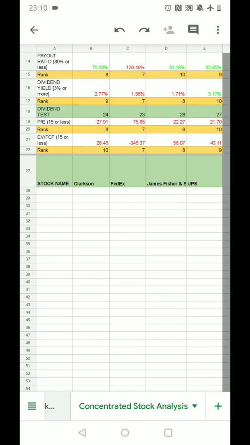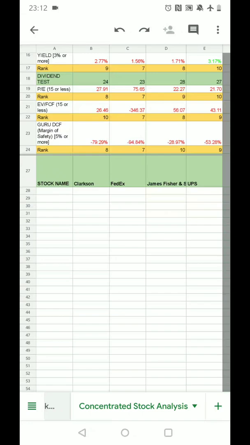So the closer a company's EV to FCF is to its PE ratio, the more you can rely on the company's figures, and the further away from it, the more cautious you should be. Certainly you'll be looking to take the EV FCF figure as opposed to the PE ratio. So looking at this figure, we can see that Clarkson has 26 times its free cash flow, UPS 43 times free cash flow, and James Fisher 56 times free cash flow, and FedEx, well, it's a lost cause. It's got negative free cash flow, and that really tells its own story.